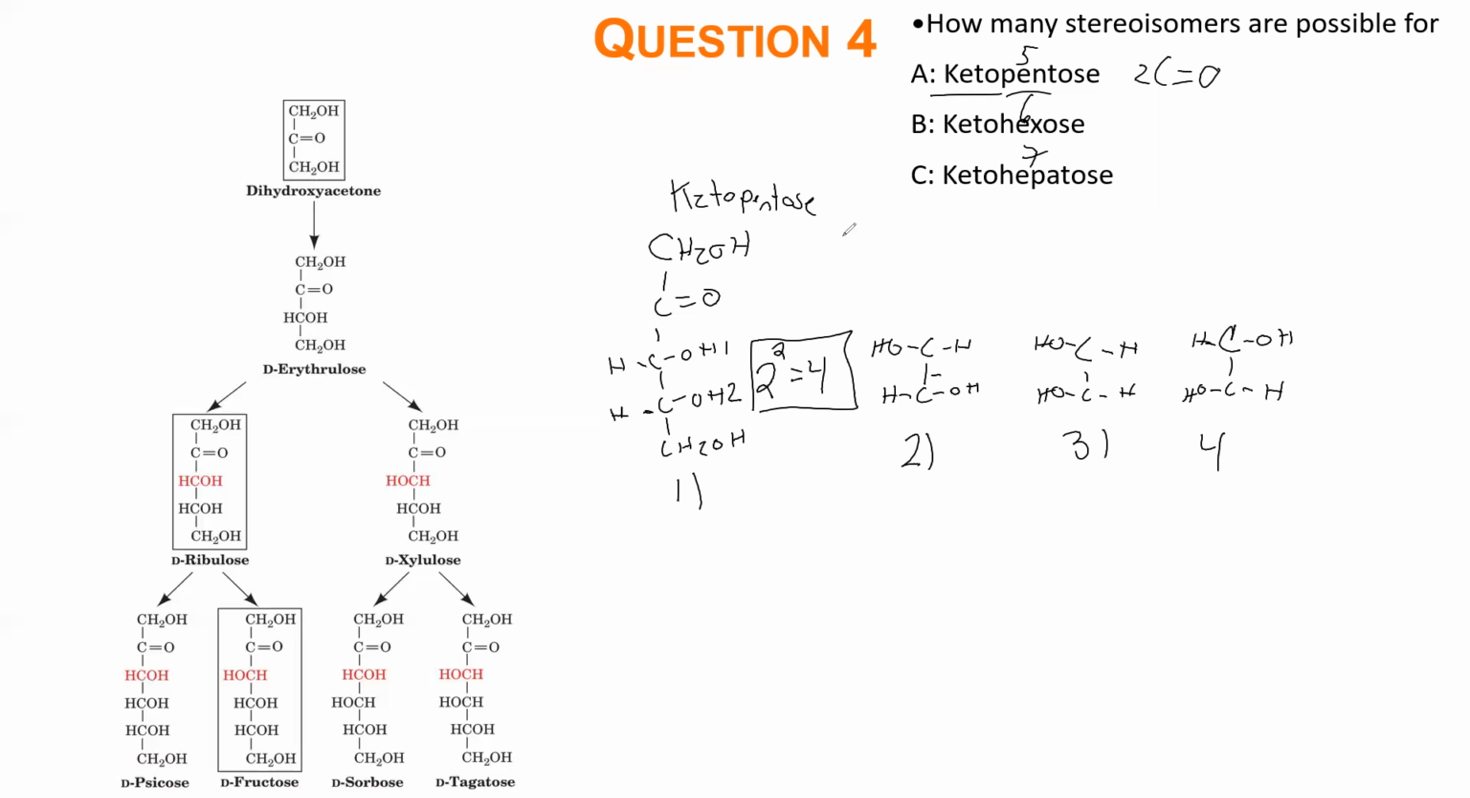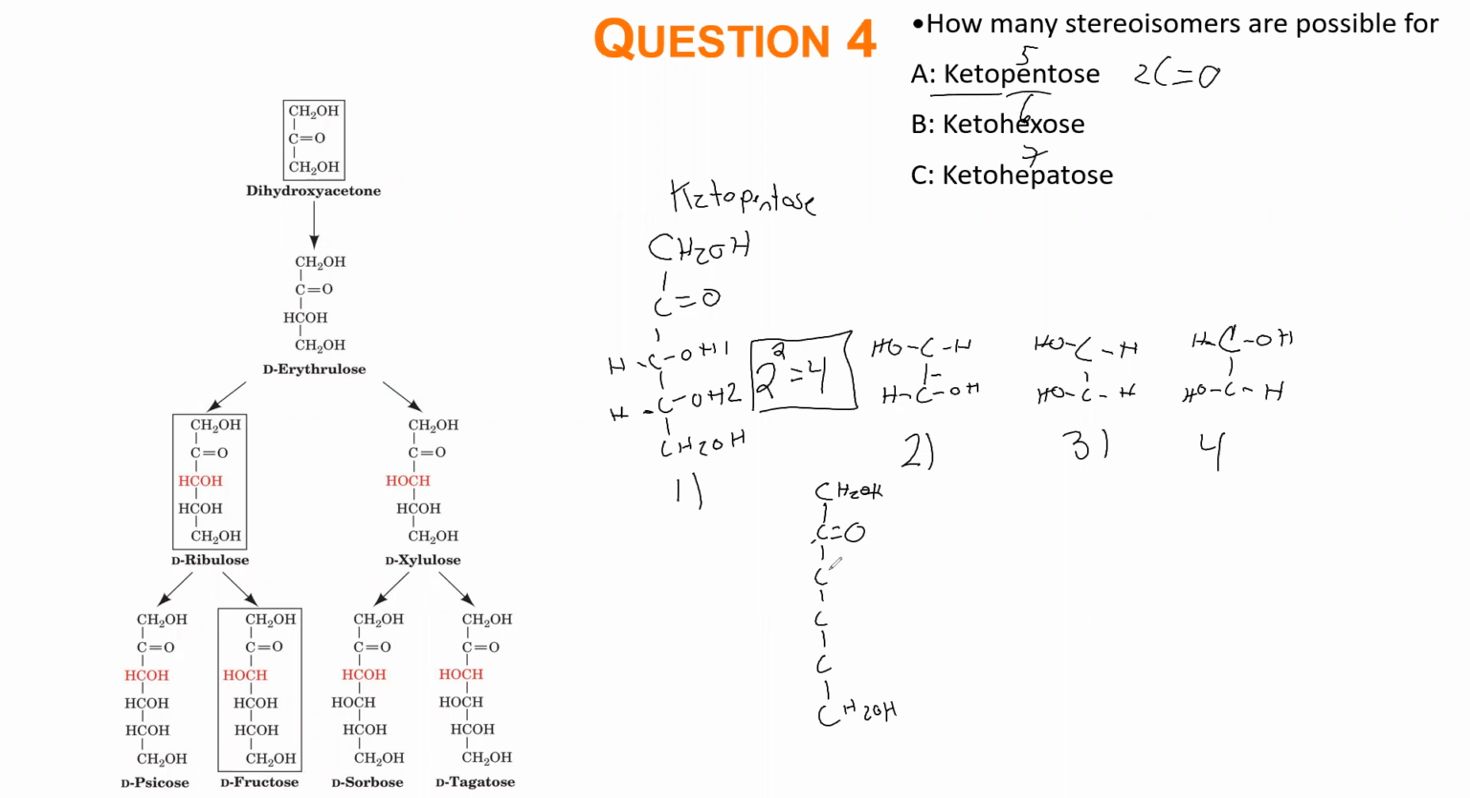All right, so hopefully you could wrap your head around that, or at least part of the way. So let's look at a keto hexose. So 1, 2, 3, 4, 5, 6. We have 6 carbons. It's a ketone, so the carbonyl goes on the second. CH2OH at the top, CH2OH at the bottom.